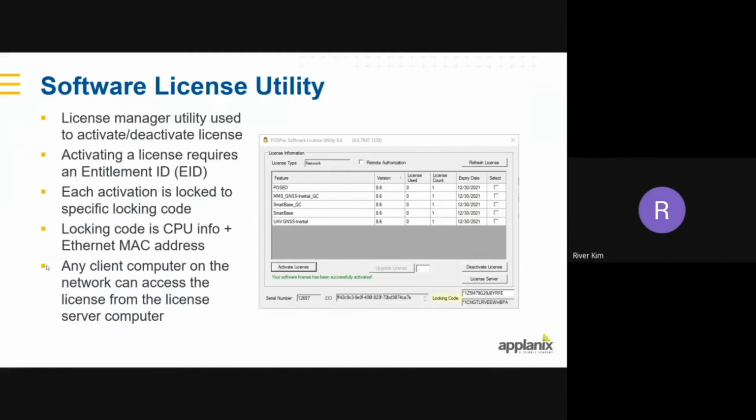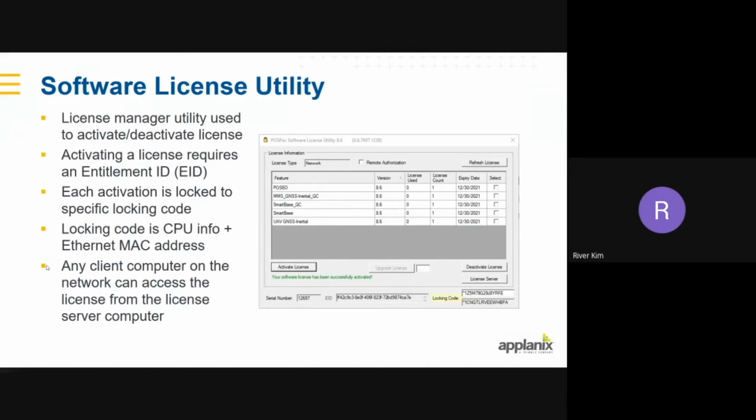So the software license utility is the license manager that you'll use to activate and deactivate your license. Activating a license requires you to have an entitlement ID, and each activation is locked to a specific locking code. Now you'll see in the bottom right corner of the software license utility, there's 2 locking codes. With our latest release, we made a change to the locking code so that it supports dual locking codes. And these are generated based on the CPU information from the motherboard, as well as the Ethernet MAC address.